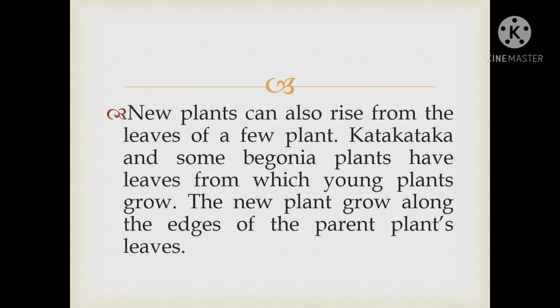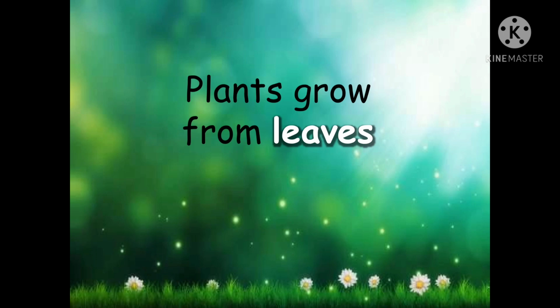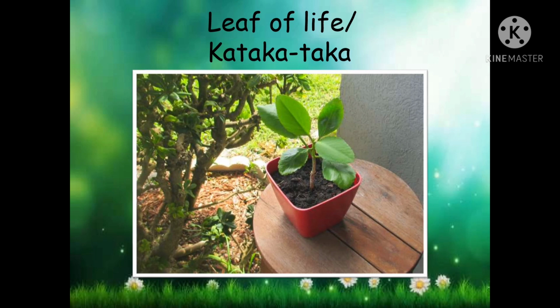Katakataka and some begonia plants have leaves from which young plants grow. The new plants grow along the edges of the parent plant's leaves. These are examples of plants that grow from leaves. Leaf of life or the katakataka, just like what I mentioned a while ago.